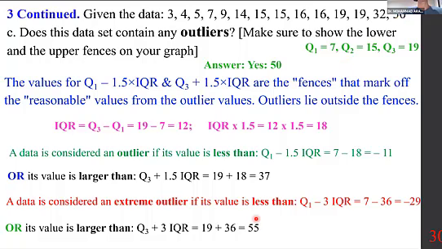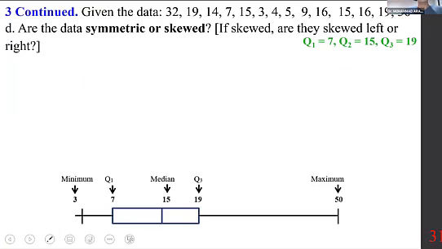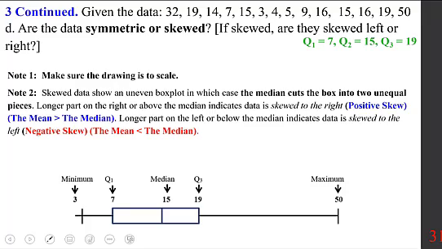All right, we want to see whether this is symmetric or skewed, and we need to pay attention to a few notes. Before we answer the question, there are 3 notes coming up. Note 1, make sure the drawing is to scale. Note 2, skewed data show an uneven box plot, in which case the median cuts the box into 2 unequal pieces. Longer part on the right or above the median indicates data is skewed to the right, positive skew.